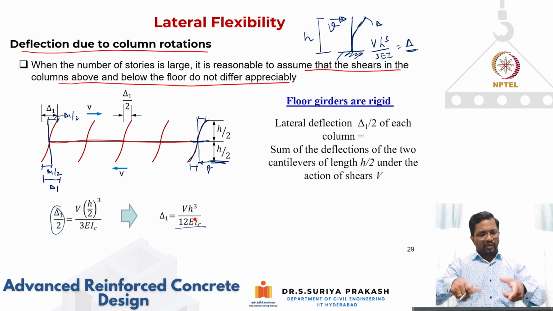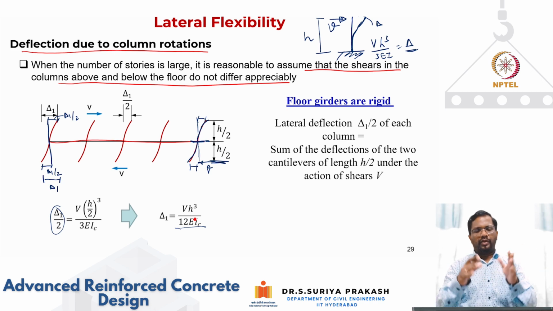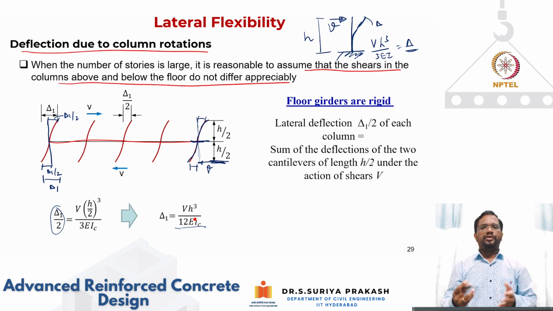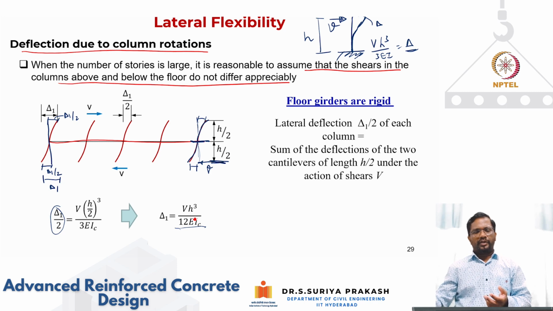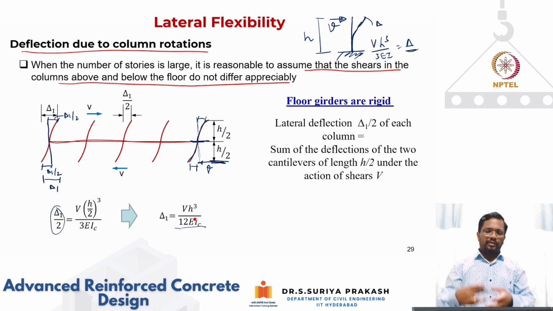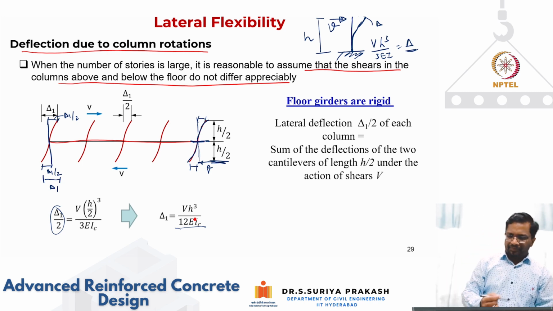Now, your girder also will rotate. It's not that I'm saying girder will not rotate. I'm making an idealization to simplify the calculation, assuming that the entire system is going to remain elastic, principle of superposition is valid. So I calculate delta 1, and then I calculate what are the deflection that is coming from girder rotations. Then I add them up to get my total delta, right?